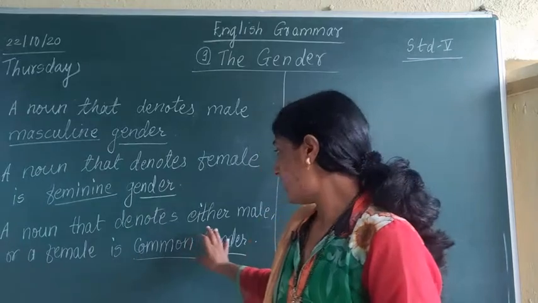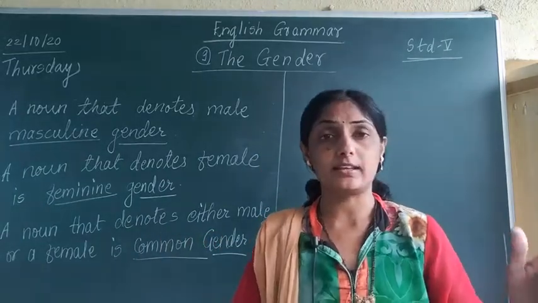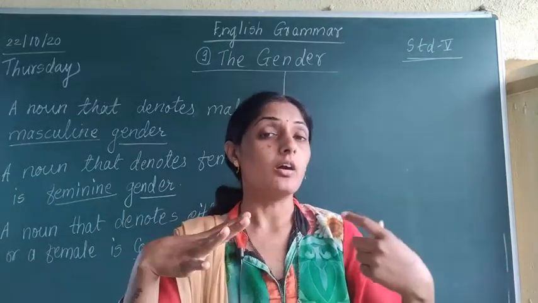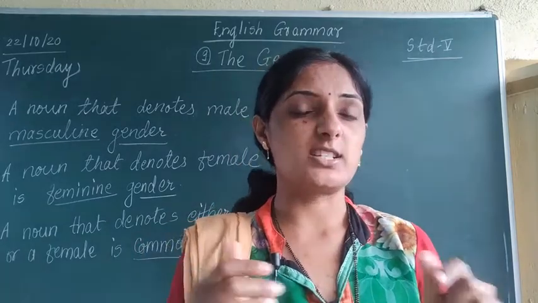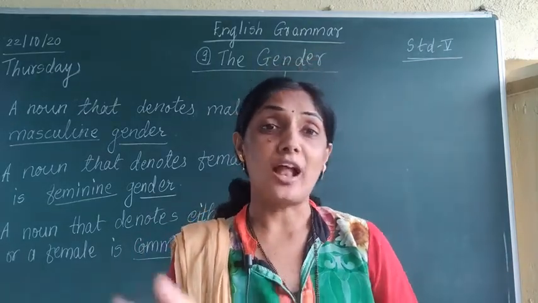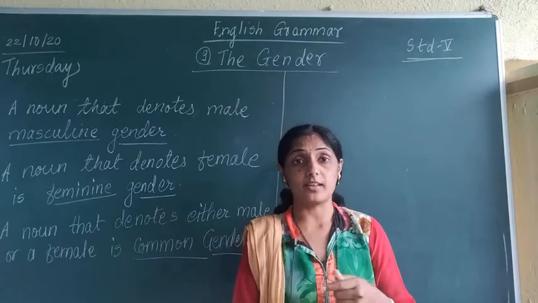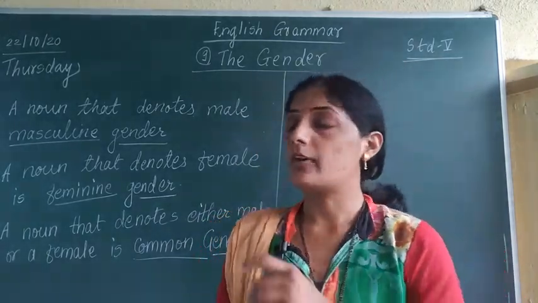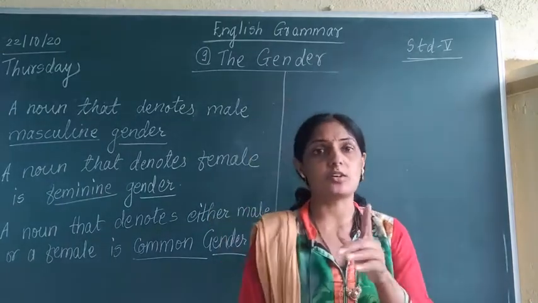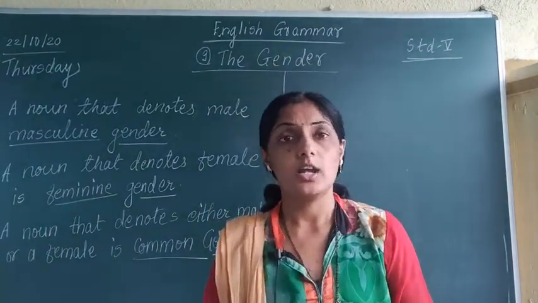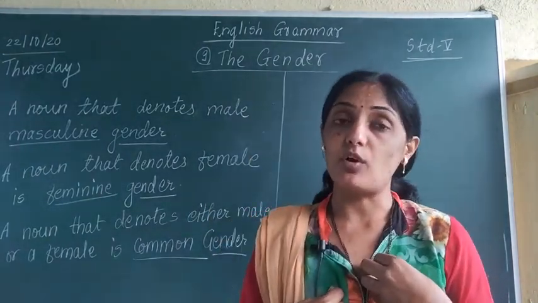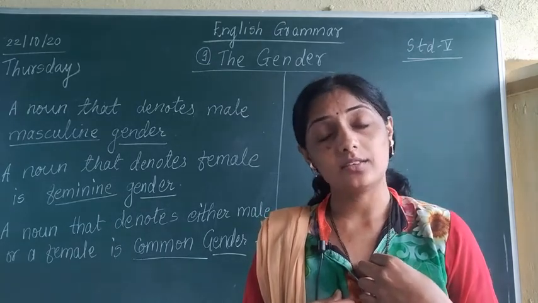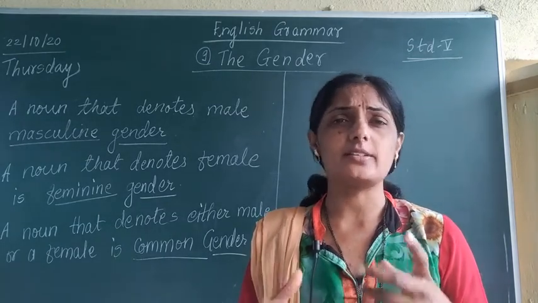Common gender is used for common nouns. Teacher, singer, artist. An artist can be male or female, anybody. A teacher can be male or female, anybody. Doctor can be male or female, correct? When we use a word for nouns that can be either gender, they are common genders.